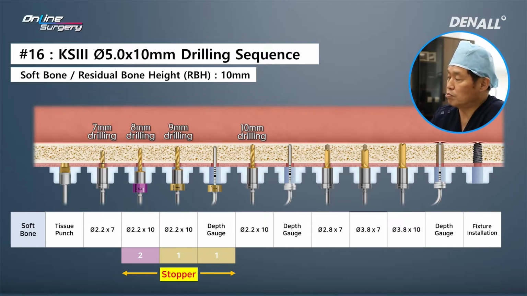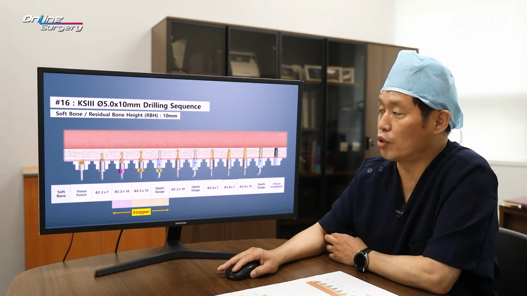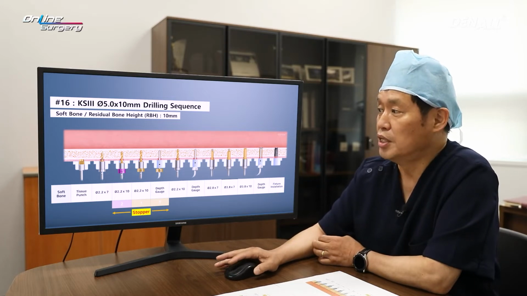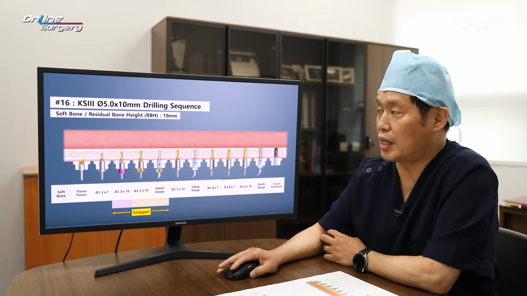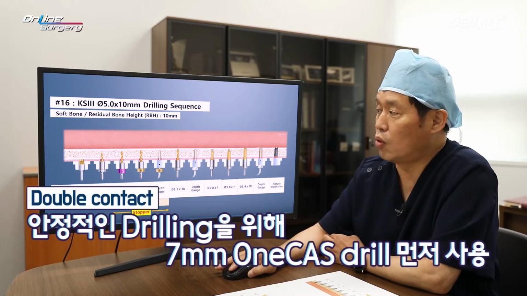Then 2.2 by 10. When you use the OneCAS drill, you need to use the double contact concept of the drill, and therefore you need to use 7 millimeter first. If the residual alveolar bone is over 8 millimeter, you need to use the 7 millimeter drill first. So when you go in, the guide on the drill hits the barrel and the drill goes in more stably, and after that, you can use the drill consecutively from then on.